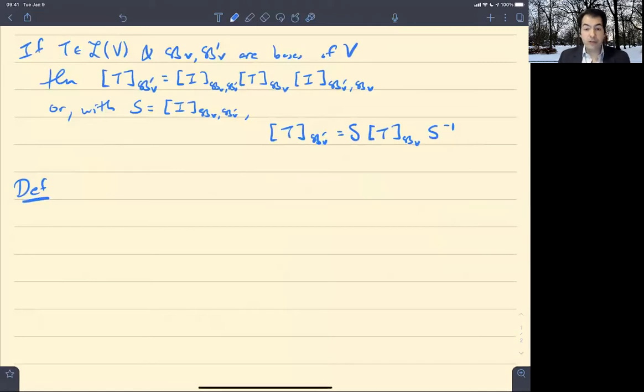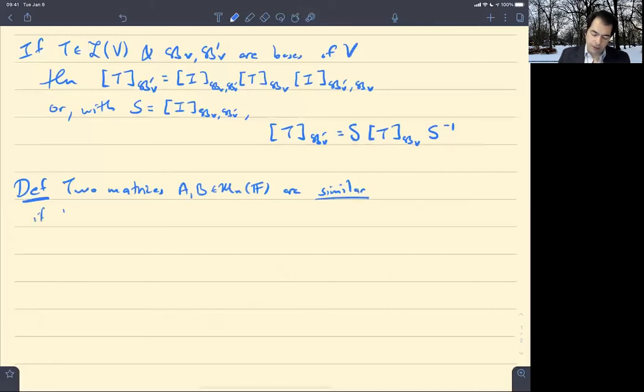So let's call matrices related in this way similar. So we'll say the two matrices A and B of size n by n are similar if there is an invertible matrix, call it S, such that B is equal to S A S inverse.